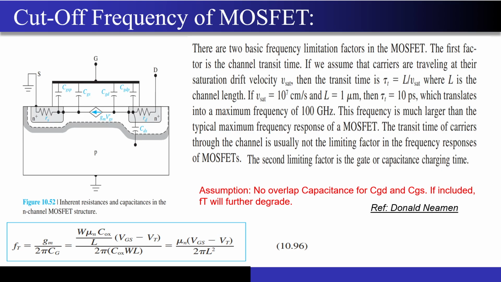Okay, so what is this cutoff frequency? This cutoff frequency is nothing but the maximum frequency, that is, the frequency at which the current gain drops to a value of 1. It drops to unity.